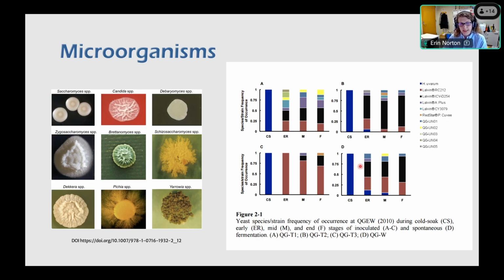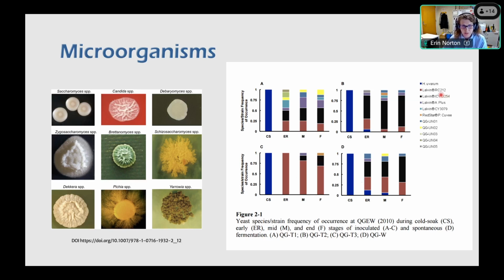And so they investigated the fermentation at different time points. CS is the cold soak, so that's before the alcoholic fermentation. Then the early alcoholic fermentation is ER, M is mid-alcoholic fermentation, and F is the end stage of alcoholic fermentation. And so they inoculated A, B, and C with a common yeast strain.